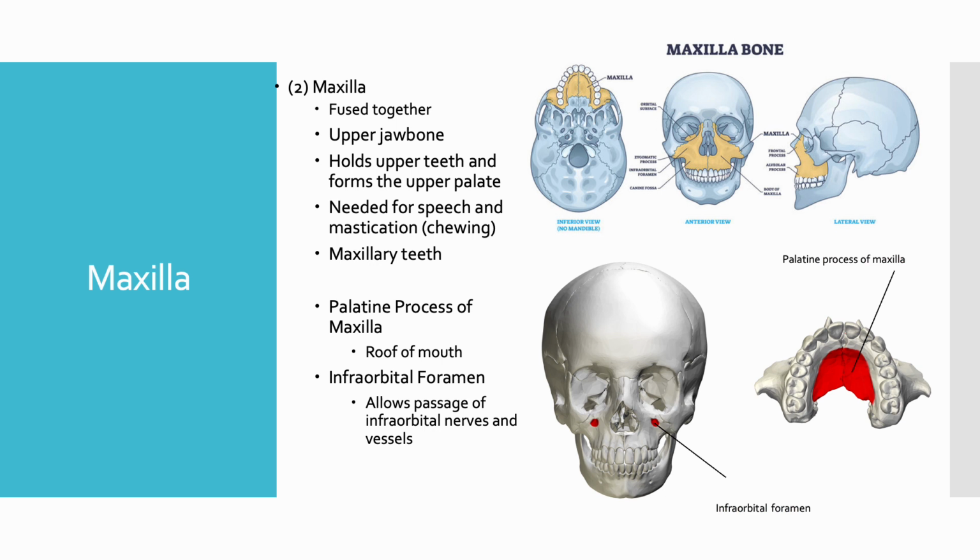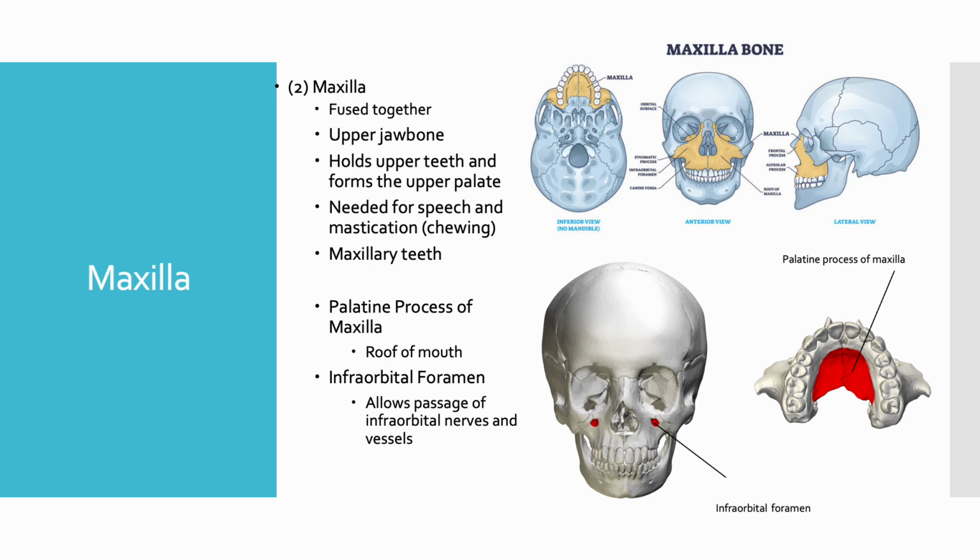Okay, so we talked about the lower jaw. Now let's talk about your upper jaw. So your upper jaw is called the maxilla. Technically there are two, although they are fused together. This is your upper jawbone. It holds the maxillary teeth, which are your upper teeth, and it forms the top palate of your mouth. This is needed for speech and mastication.